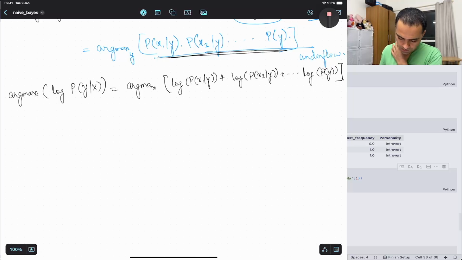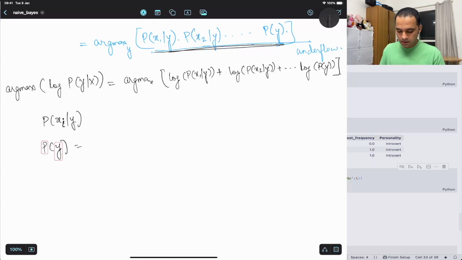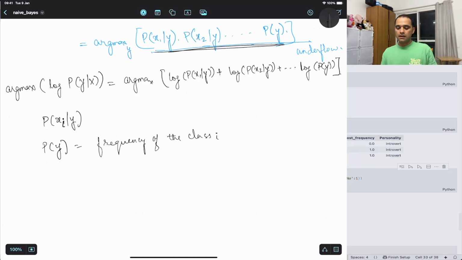Now we need to understand what these individual probabilities are, like P of x1 given Y or P of x2 given Y. So instead we'll say P of xi given Y. And what is P of Y? P of Y is nothing but the frequency of the class, which would be the total count of samples where that class occurs, divided by the total number of samples in the data.